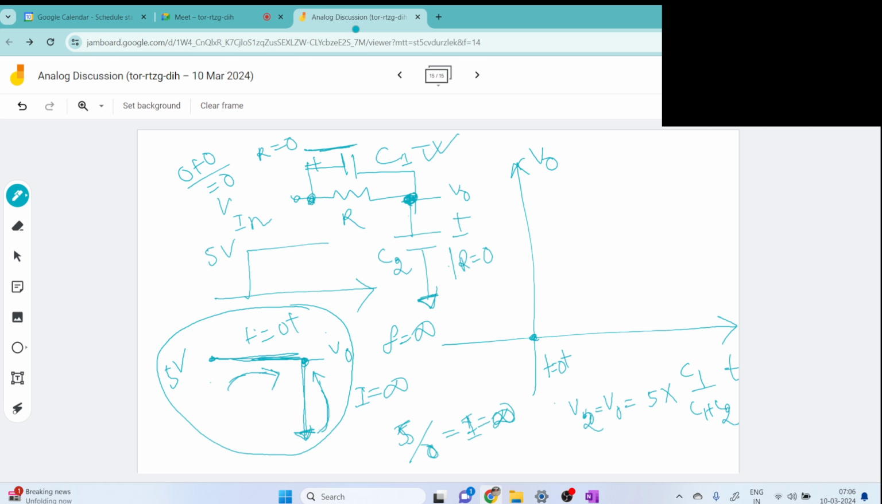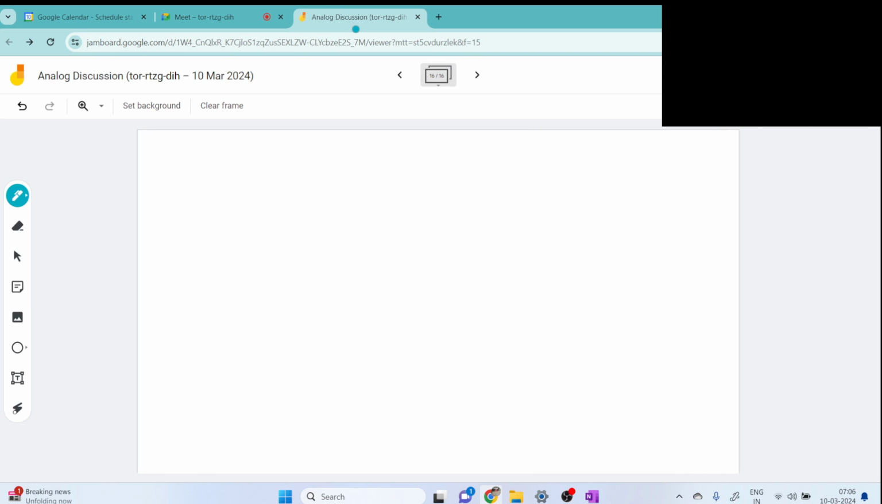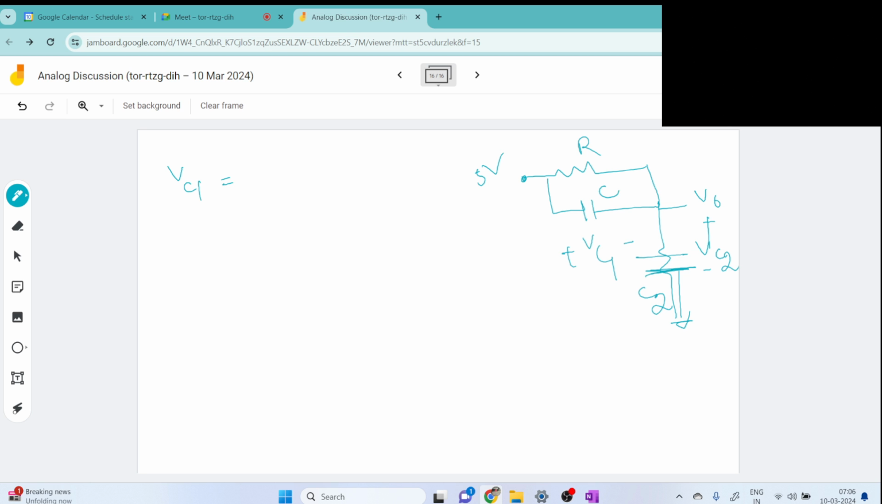Let me draw the picture here clearly. So this is our VC1 and this is our V out, or VC2. This is VC1 and this is C1. So the voltage across the capacitor C1 will be 5 into C2 by C1 plus C2, and V out will be nothing but 5 into C1 by C1 plus C2.